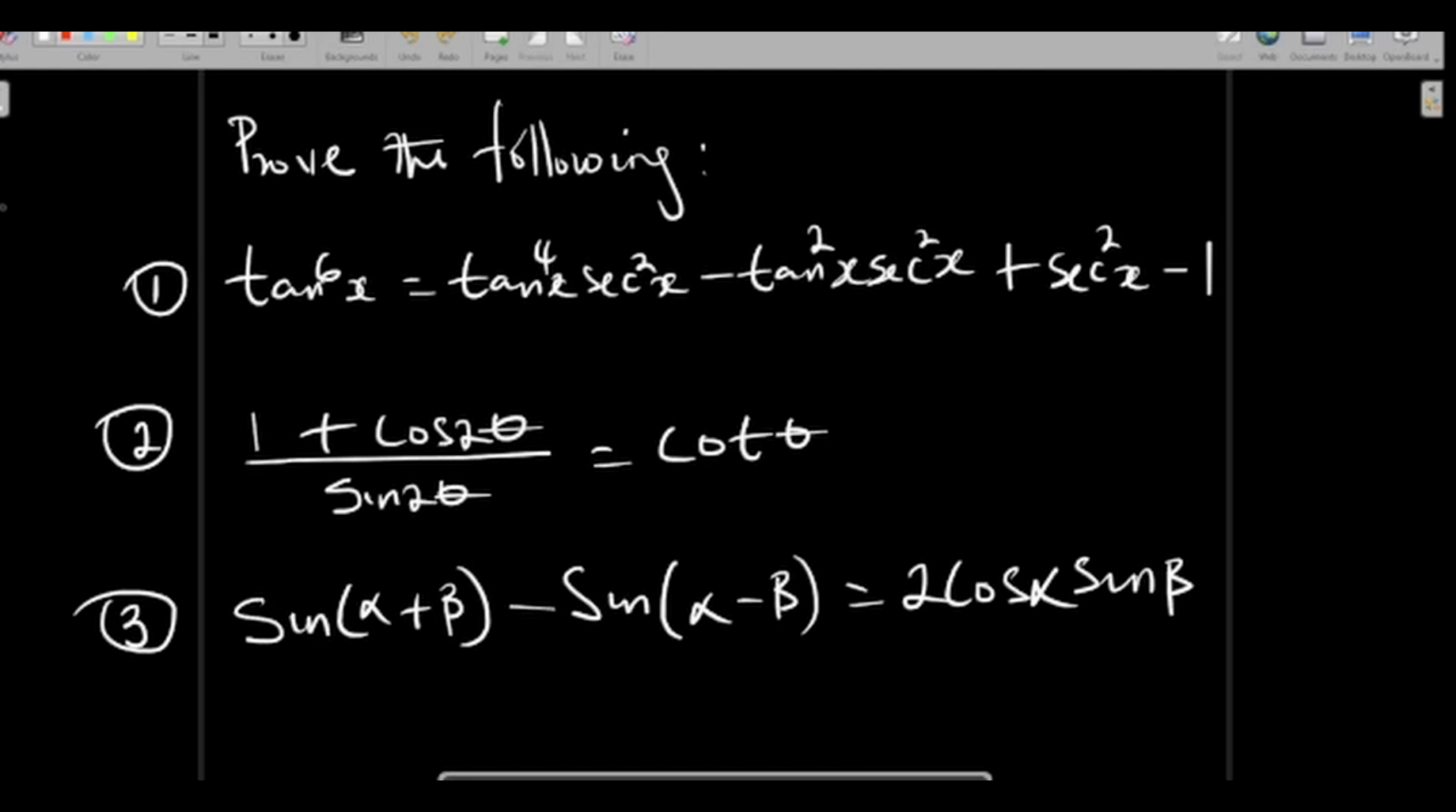In today's interesting mathematics class, I'm going to show you how to prove these three trigonometric identities. Without further ado, let's get down to business.